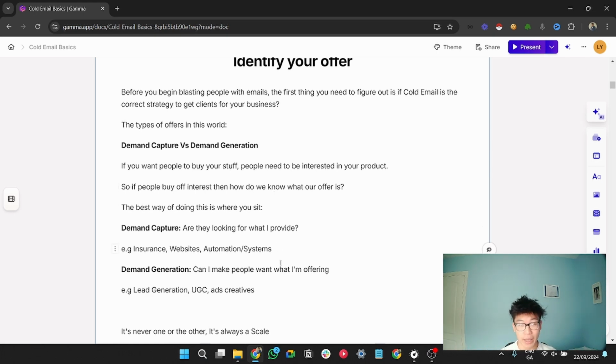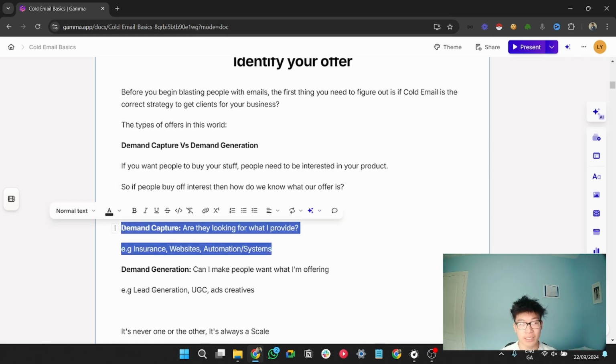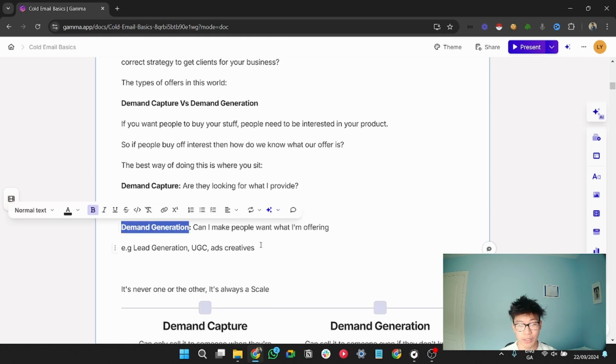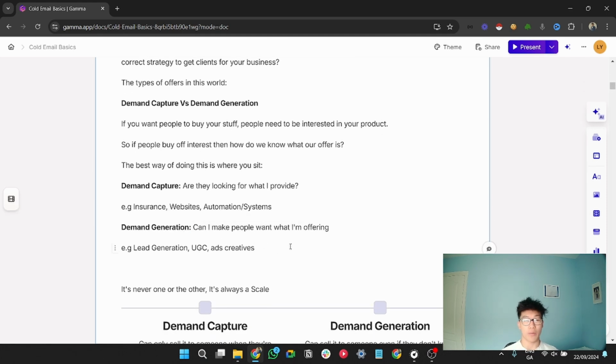So that's a demand capture offer, and you basically get people for this via branding and making content and ads. Ads is a good one as well. Demand generation is where you can make people want what I'm offering. The best example of this I always give is cold email lead generation. I can literally go to people and say, I can get you 10 extra meetings a month with cold email lead generation. And it's like, oh, sure.